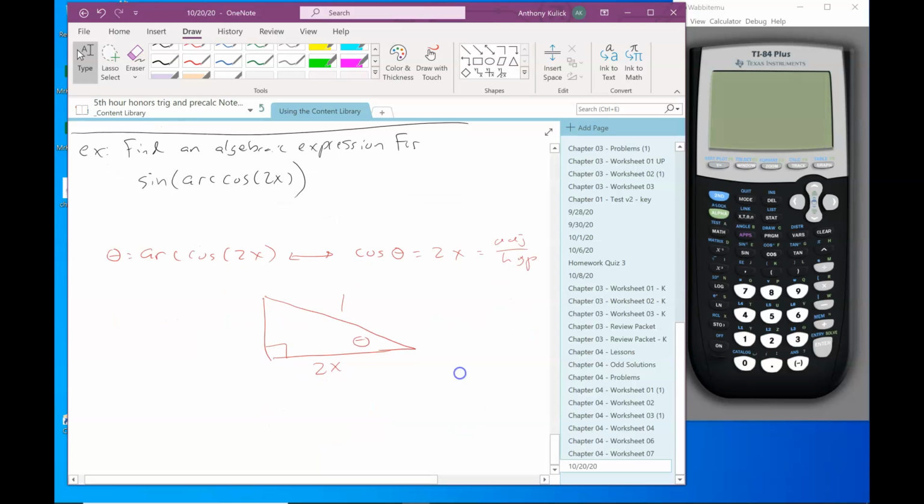I can then use the Pythagorean Theorem to find the other side. So I know that 1 squared is equal to 2x squared plus y squared. And 2x squared is 4x squared. When I subtract that from both sides, I get that y squared is equal to 1 minus 4x squared. So y is just the square root of 1 minus 4x squared.